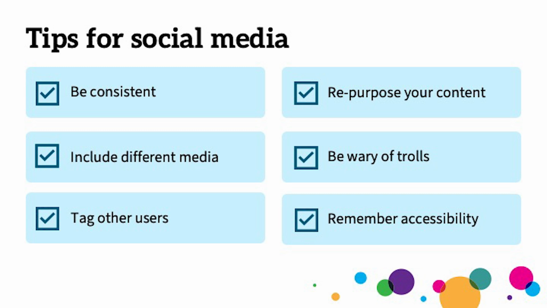And then lastly, here again, remember accessibility. For social media, that's all around making sure that you're adding alternative text to any images that you're uploading. The platforms will have in-house functionality that allow you to do that at the uploading stage. And also, we'd really recommend that you use emoji sparingly.